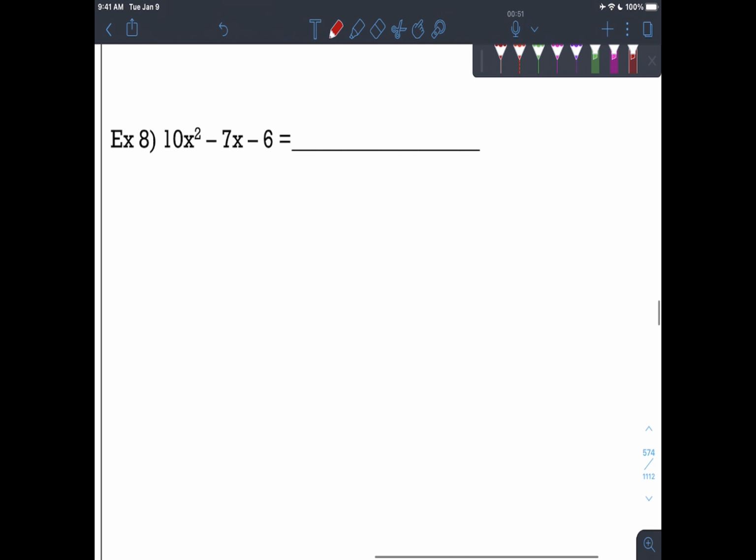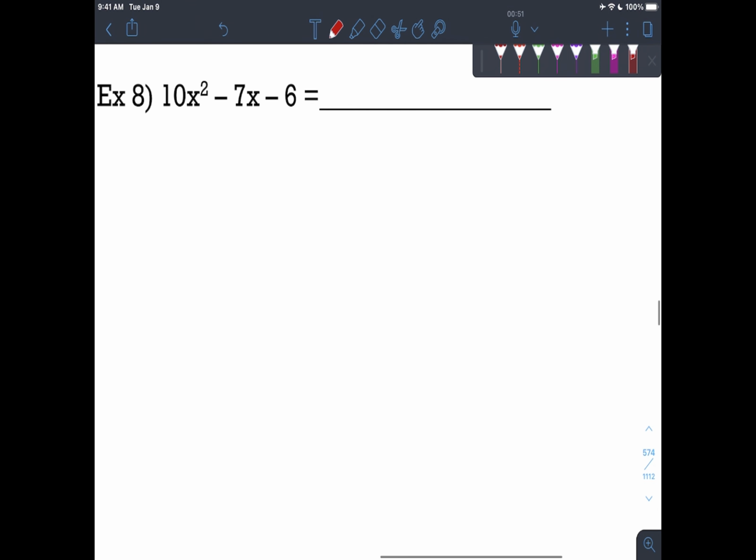Let's look at the next example. Here again, I ask myself if I have a greatest common factor. I don't. 7's a prime number, and these are not multiples of 7, so I'm good. I'm going to go ahead and multiply A times C.